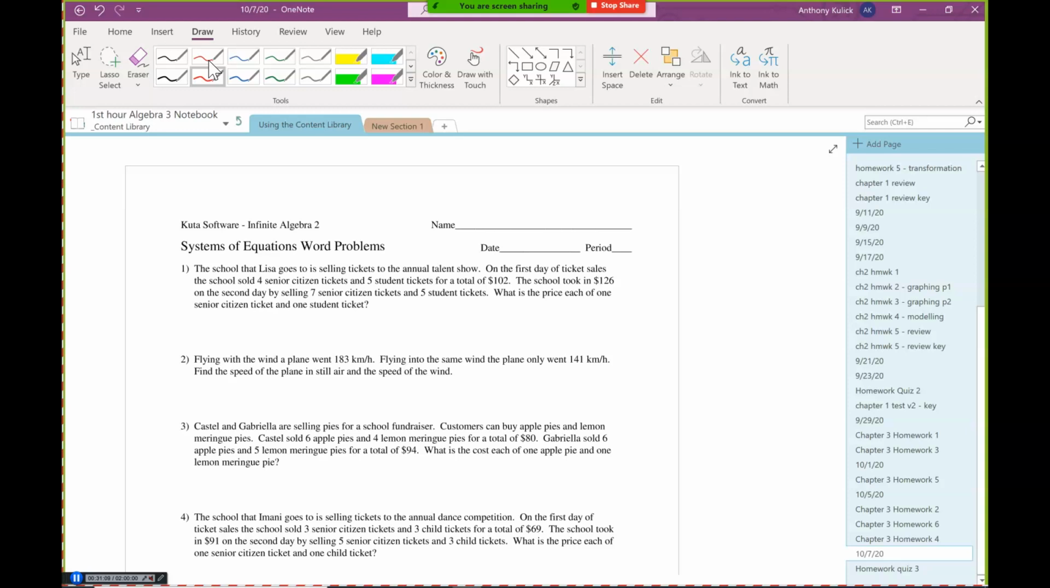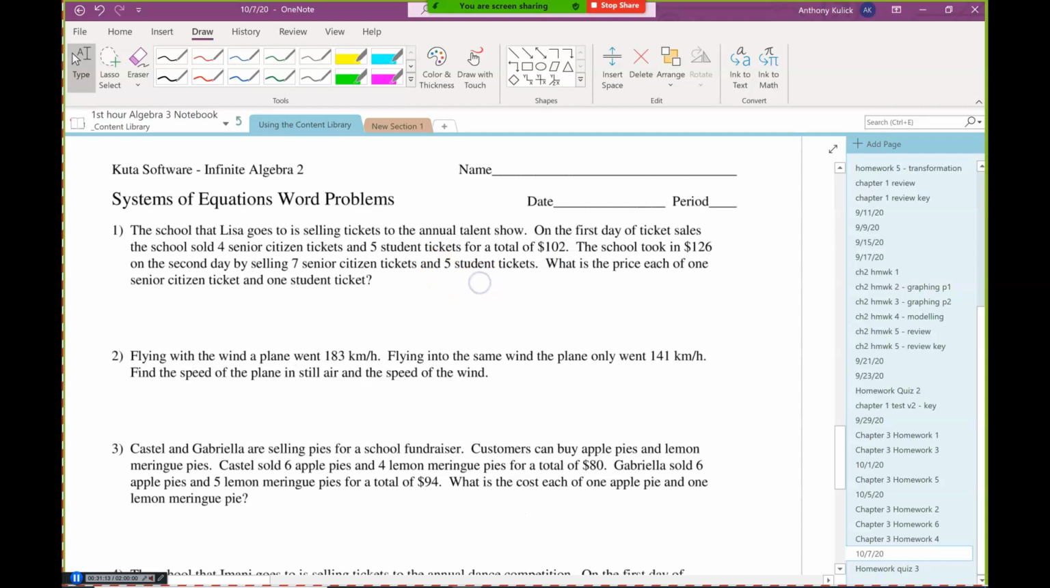All right. So question 1 says that the school Lisa goes to is selling tickets to the annual talent show. On the first day of ticket sales, the school sold 4 senior citizen tickets and 5 student tickets for a total of $102. The school took in $126 on the second day by selling 7 senior citizen tickets and 5 student tickets. What is the price each of 1 senior citizen ticket and 1 student ticket?